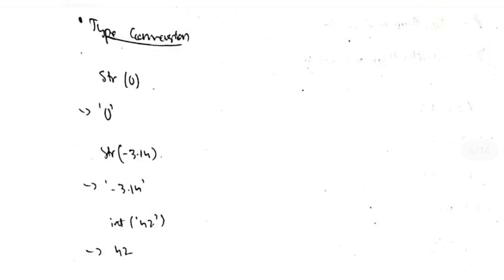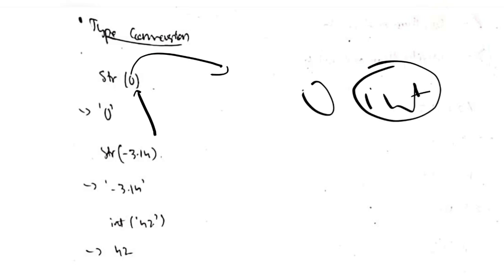And the type conversion, that means if you have to change a variable from one type to another type, like if this is initially 0, 0 means int. If you have to change from int to string, what I will do is str and inside the brackets what I have to change. So it will return 0 within single quotes. And if you have to change this into a string, str of minus 3.14, that will return within single quotes.